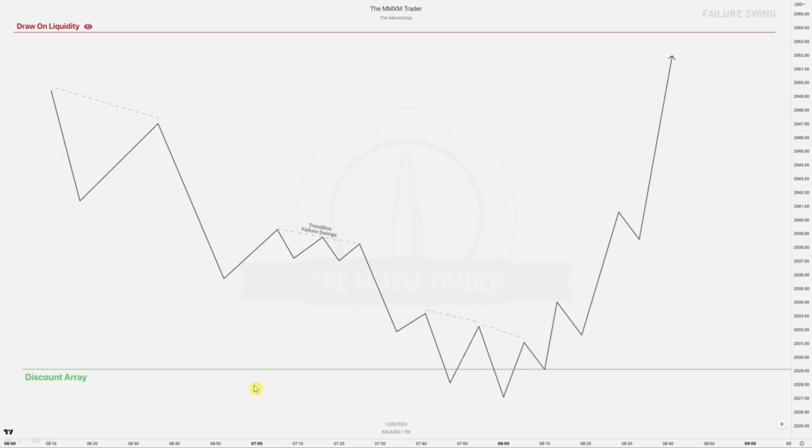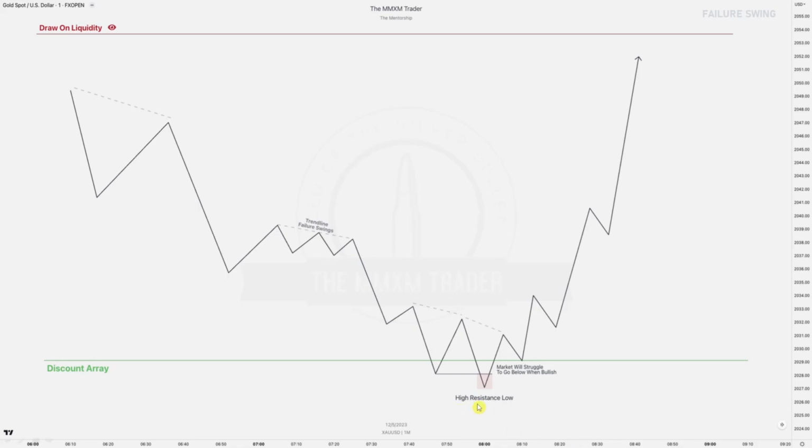Now, once we hit that discount array and we've got a low formed over here, we want to be targeting those failure swings as our draw on liquidity. And why is that our draw on liquidity? This is low resistance liquidity, right? So we always want to go for that low resistance liquidity. Now, what we want to see form on our side of the structure is that high resistance liquidity, right? So we know it's rejecting that low and we want to go bullish, so we don't want to see those lows ran again. But how does that look like?